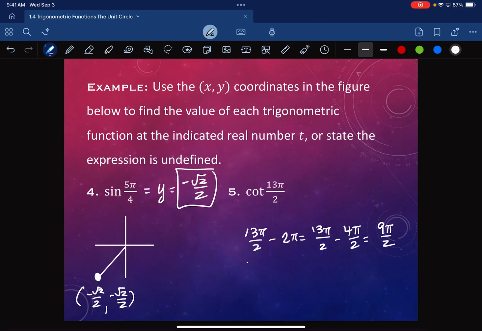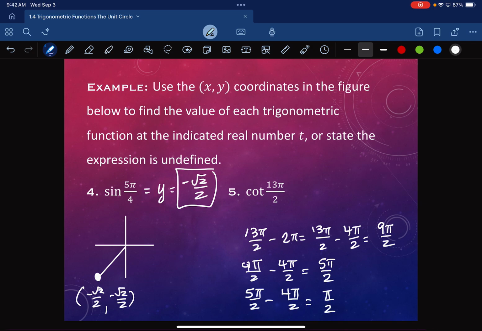9 pi over 2. That's still too big. So I need to do 9 pi over 2 and subtract off 4 pi over 2. That's 5 pi over 2. That is still too big. So we'll do it one more time. 5 pi over 2 and subtract off 4 pi over 2. And where are we? Pi over 2.